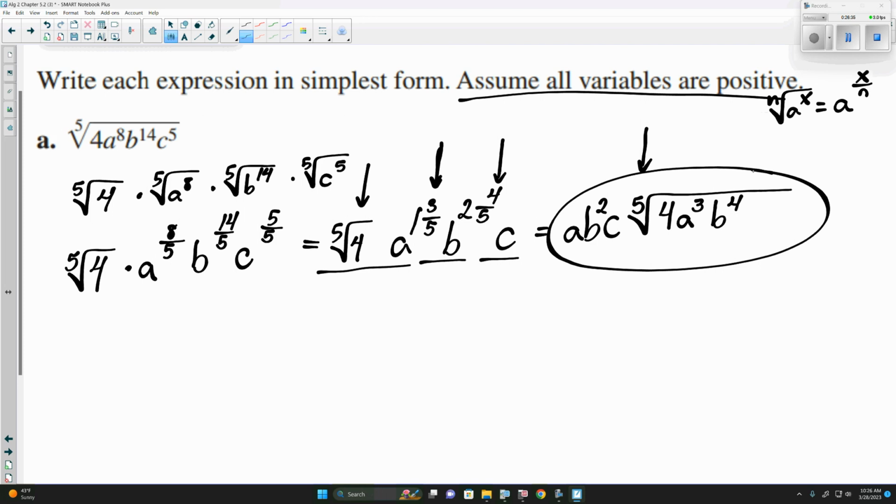So really with the variables here, since we're taking the fifth root, each group of 5 of those variables that we can simplify out come outside. So with 8, we can take 5 away from it once. So one of them comes out. 8 minus 5 is 3. We have a to the third left inside. B to the 14th, we can take 5 away from it twice. And if we take 5 away from it twice, we're left with 4. C, we can take it once. Questions on this here?